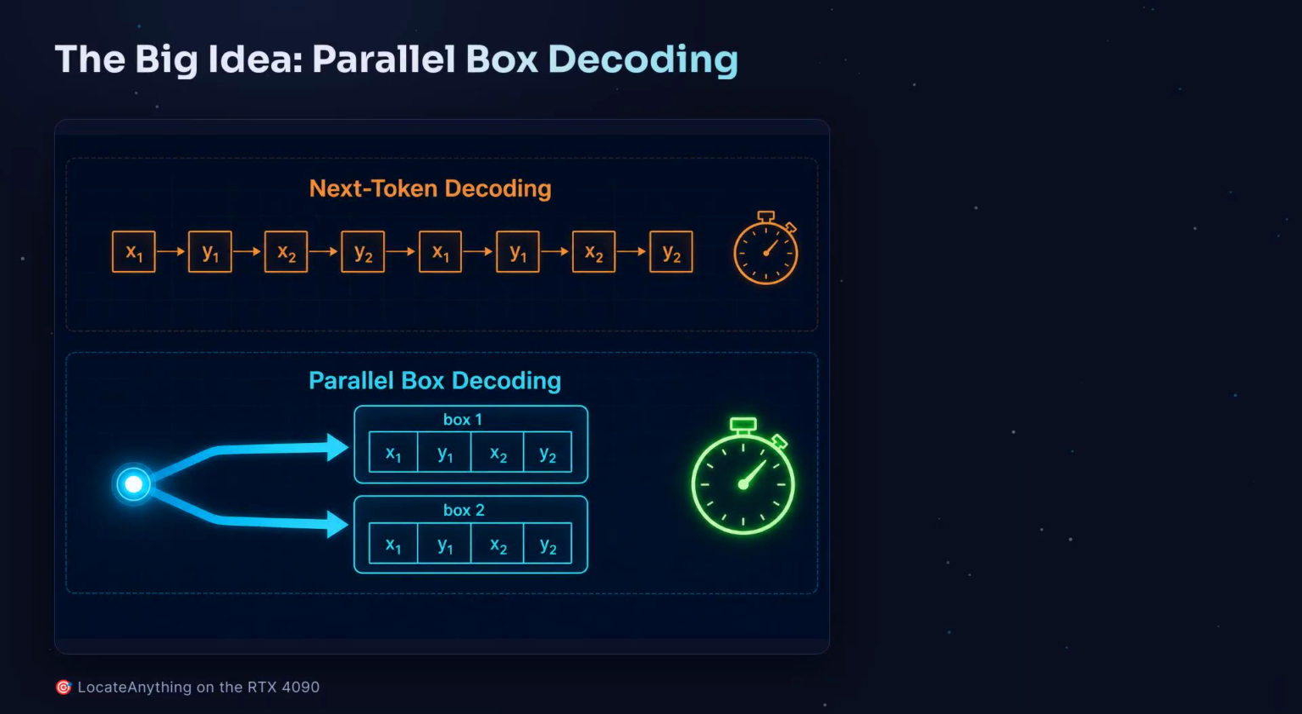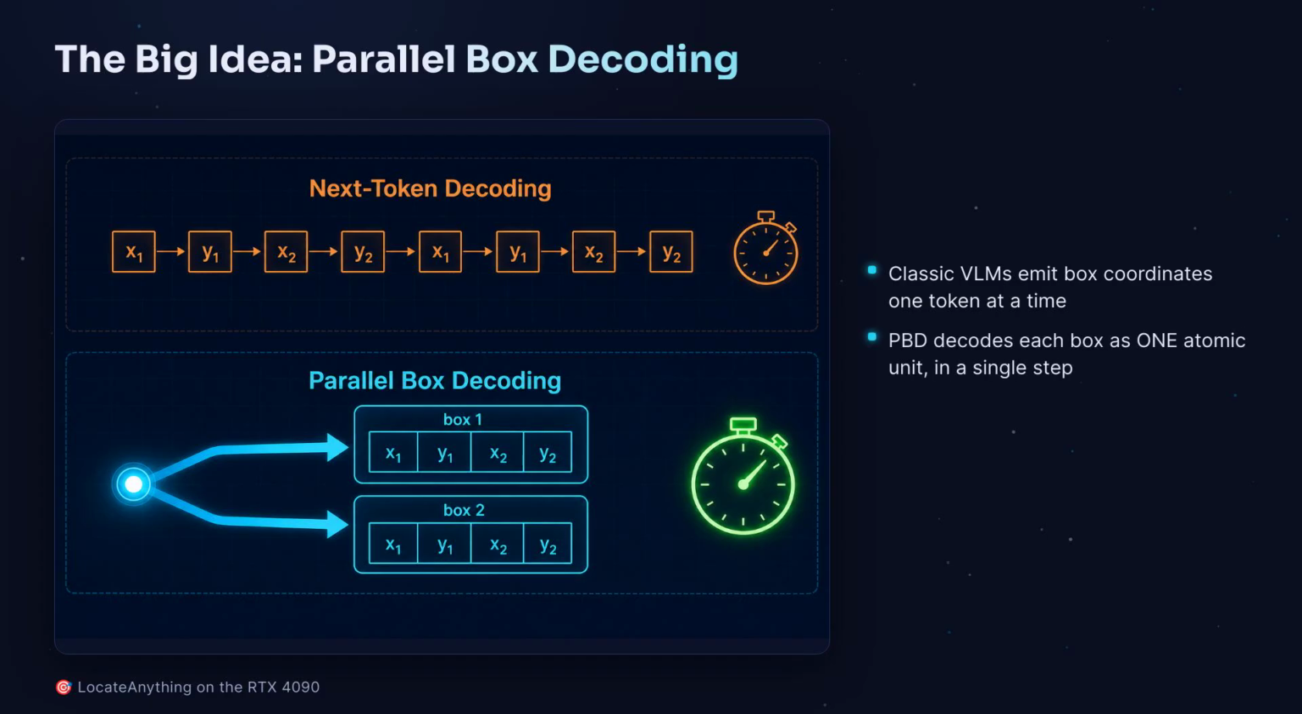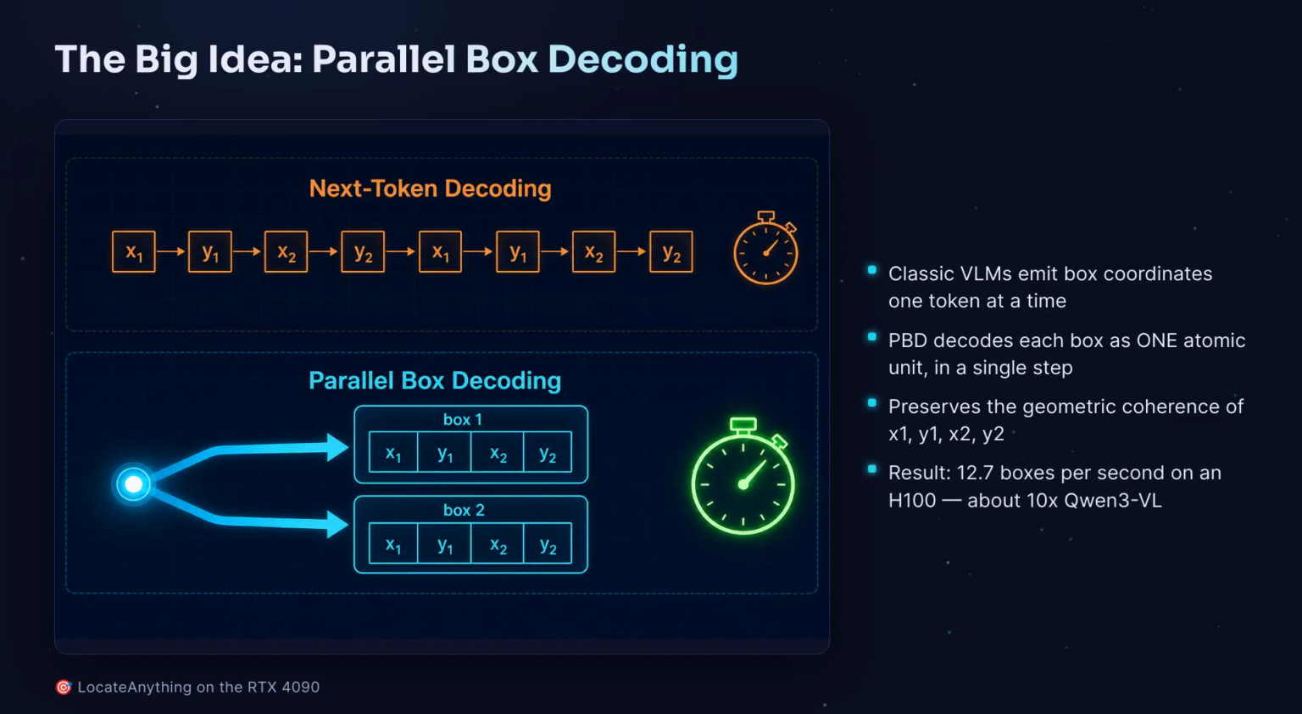Now for the big idea, the reason this model is fast. Classic vision language models treat a bounding box like a sentence. They generate X1, then Y1, then X2, then Y2, one token at a time, each waiting for the last. LocateAnything says, that's silly. A box is one geometric object. So Parallel Box Decoding predicts the entire box, all 4 coordinates, as a single atomic unit in one forward pass. That preserves the geometric coherence between the corners, and it unlocks serious speed, 12.7 boxes per second on an H100. That's roughly 10 times faster than Qwen3 VL at the same task.